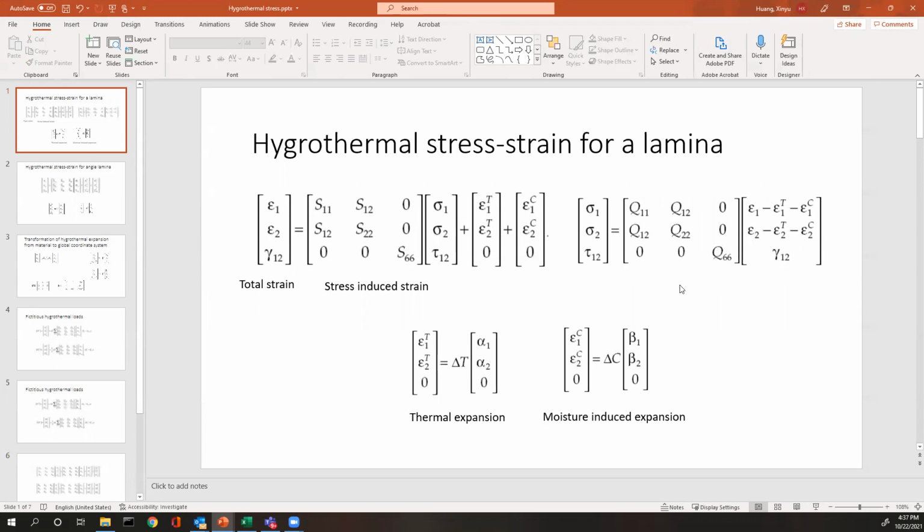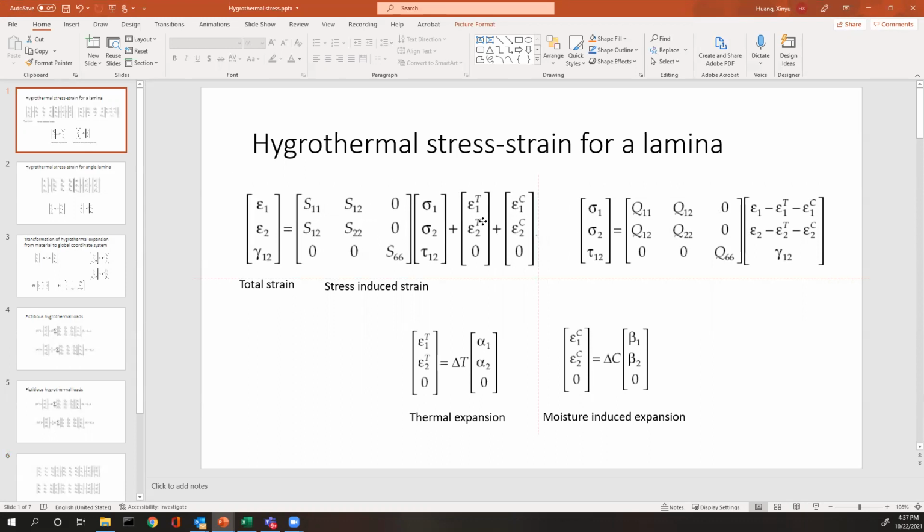It basically says if you subtract thermal strain and moisture strain out of the total strain, and you multiply the stiffness matrix, you get a stress. So these are the same. This carries the same information as this. It just restates the same physical relationships.